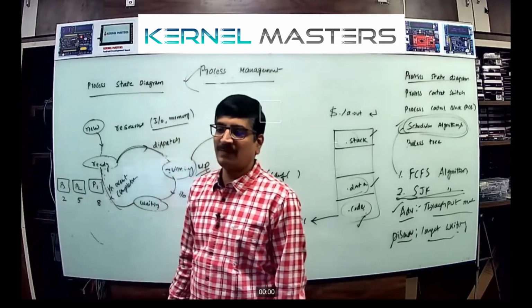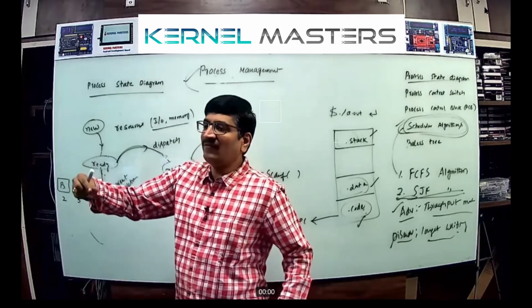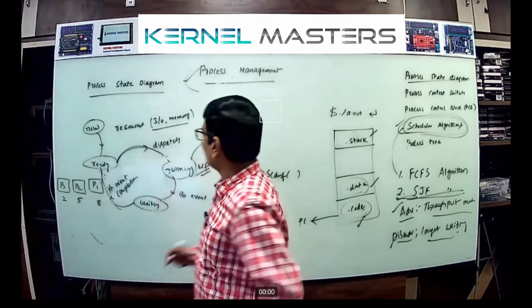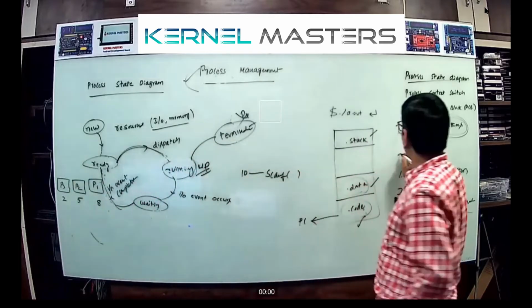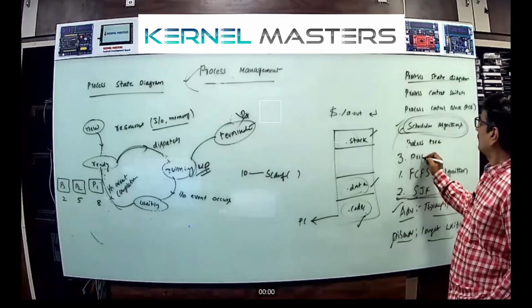So now what happened? Earlier it was job time verification. Now the third algorithm is the priority algorithm. Every process is assigned a priority.